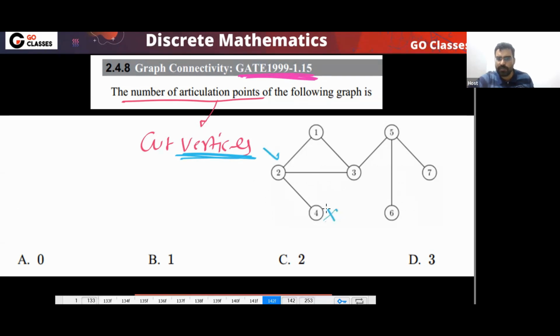4 is not an articulation point. 1 is not an articulation point. 3 is an articulation point. 5 is an articulation point. This is not an articulation point. This is not an articulation point. So finally the answer will be 3.